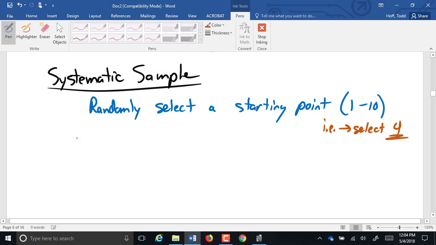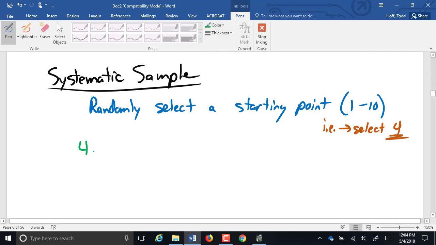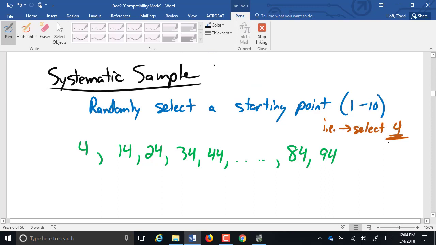So what that means is out of those 100 items, if we had them numbered 1 through 100, we would take 4, 14, 24, 34, 44, on up to 84 and 94. We have a sample size of 10 out of our population of 100. Every item has an equal chance of being selected because there's a 1/10 chance of selecting any of these numbers. So every item in that population has a 1/10 chance of being selected. So this is random.